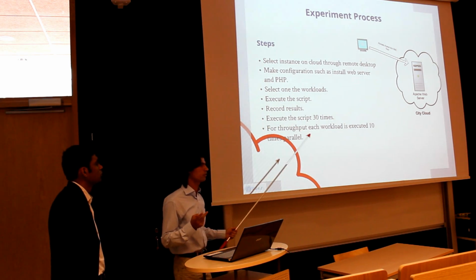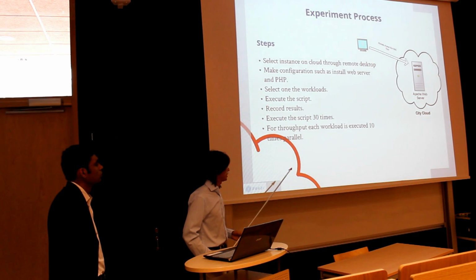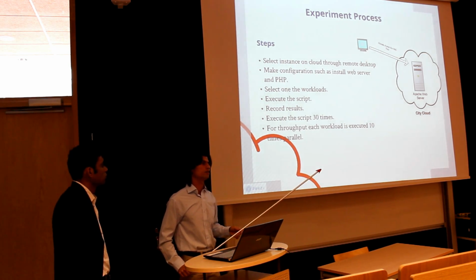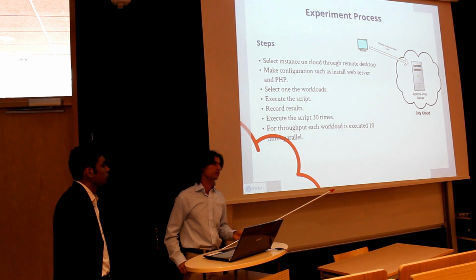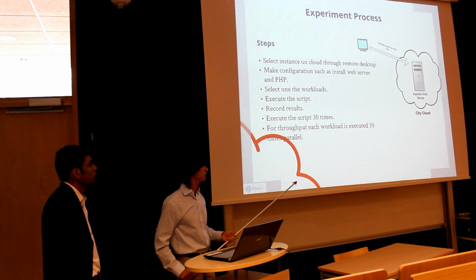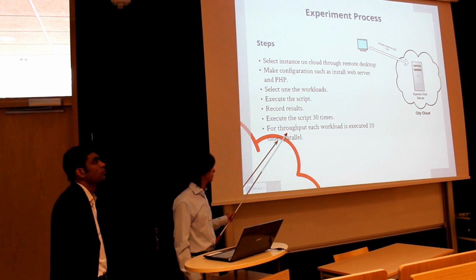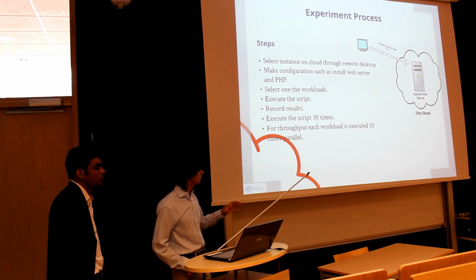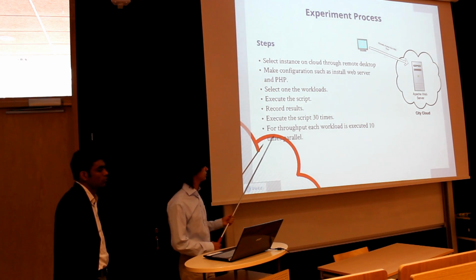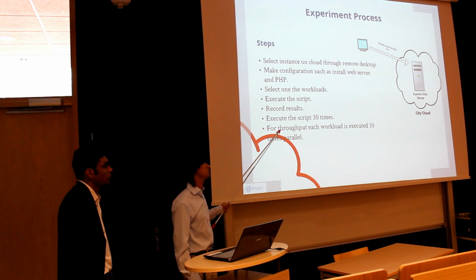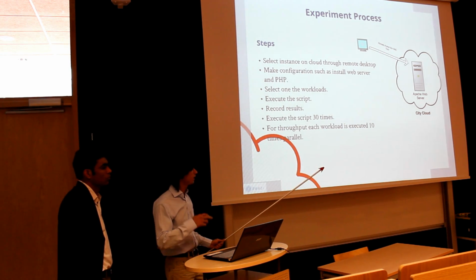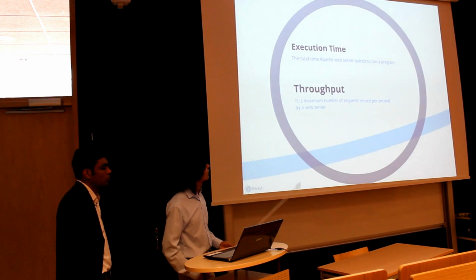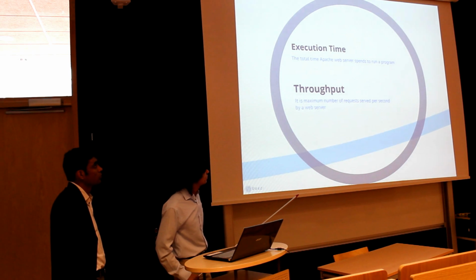So we have made two scripts, for execution time and throughput. In execution time, we have just solved one problem. That is, we are giving one request to the web server to run that program. But in throughput, we are giving 10 requests to the web server to run the same program 10 times. So the only difference between these two scripts is that the throughput script runs the same task 10 times. That is, it is requesting the same task 10 times.